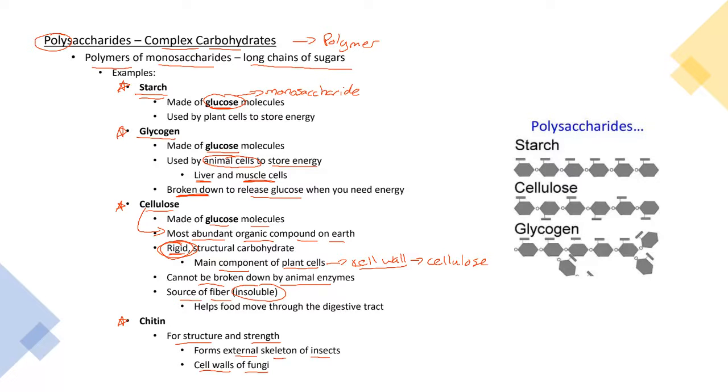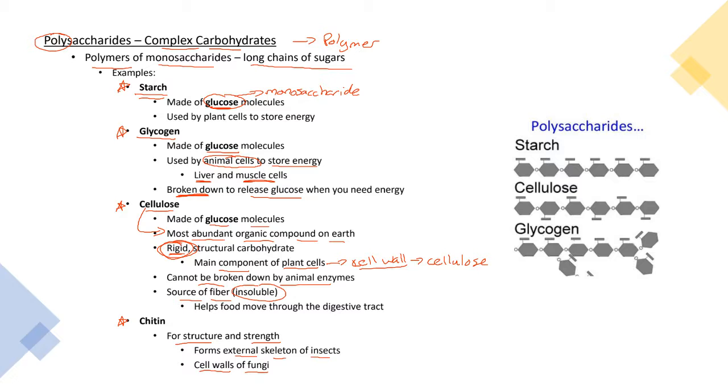We have starch, which is a great source of energy. You can break apart starch to get glucose, so you can actually use it for energy purposes. Starch is found in plant material. Glycogen is also made of glucose molecules, but that is for animals, so we can store our excess glucose.